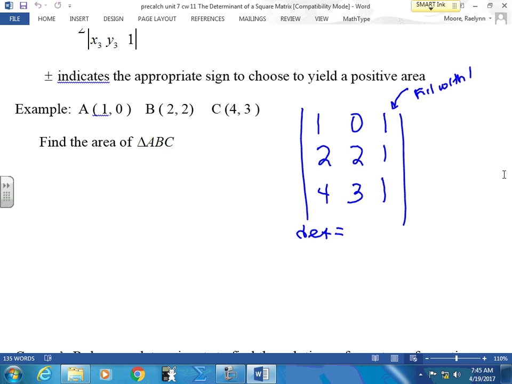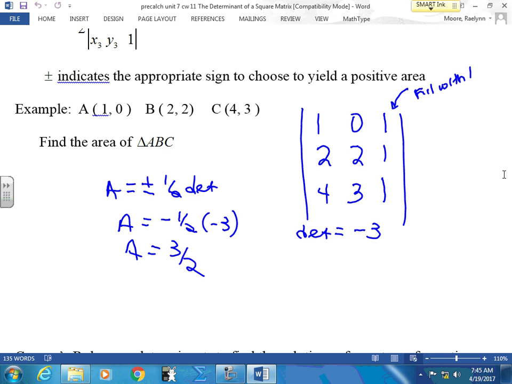Everybody get a determinant? -3. So now, here's my formula. So here's a problem: 1/2 times -3. Can my area ever be negative? So in this case, I need the negative sign in front of it. If my area is positive, I don't have to worry about the sign. So my area is 3/2. Simple as that. 3 vertices of a triangle, find the determinant, 1/2 the determinant.